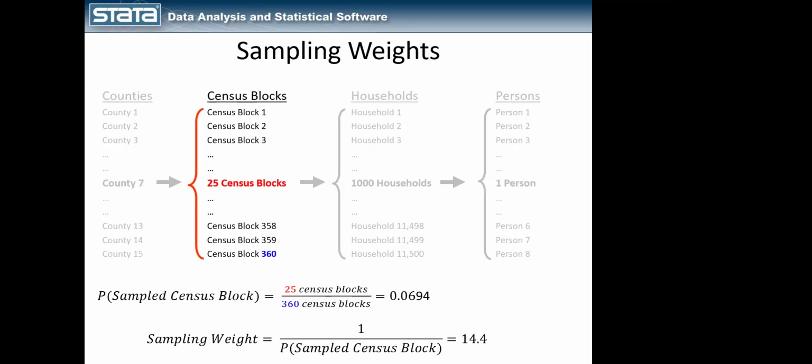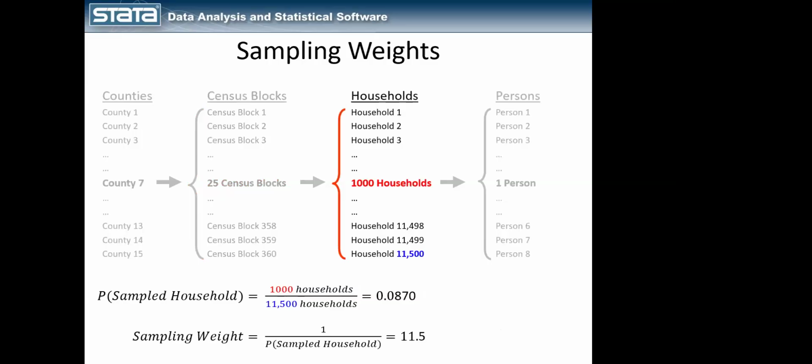At the census block sampling stage, we could do something similar. So let's say that we sample 25 census blocks out of a total of 360. That gives us our probability of being sampled. The sample weight is simply 1 over that probability, or you just flip the fraction, 360 divided by 25. In this case, the sampling weight turns out to be 14.4. So what that's telling us is that each census block that we've sampled is representing 14.4 census blocks in the population at large.